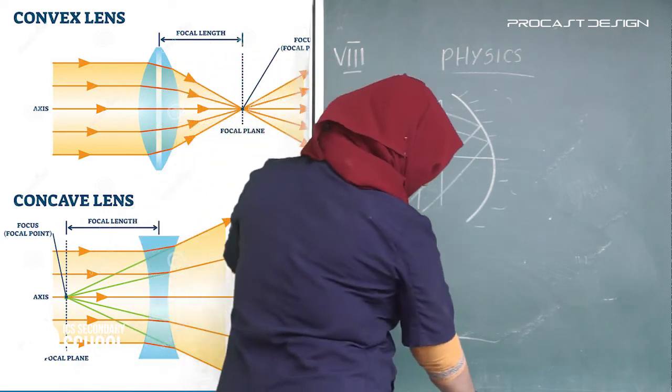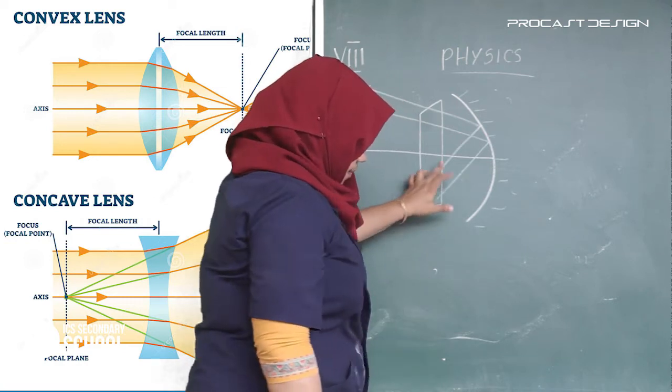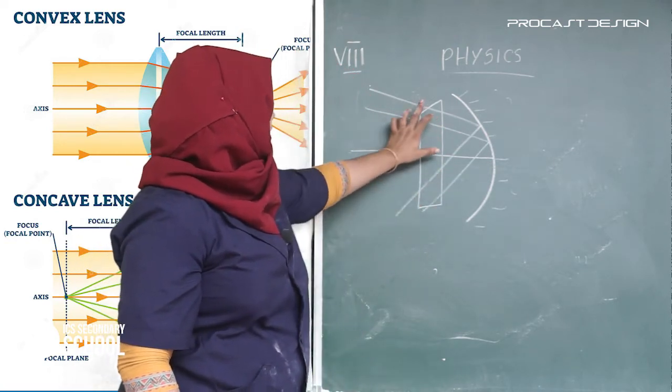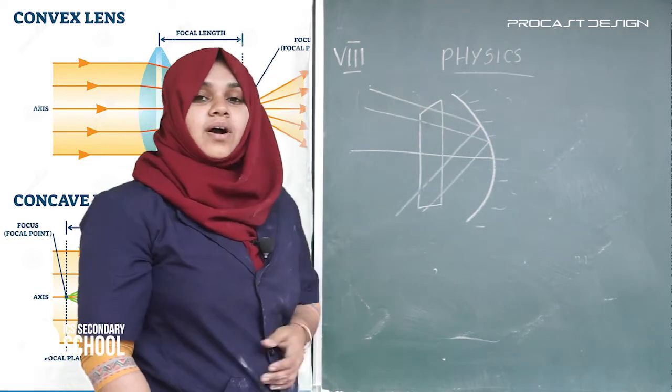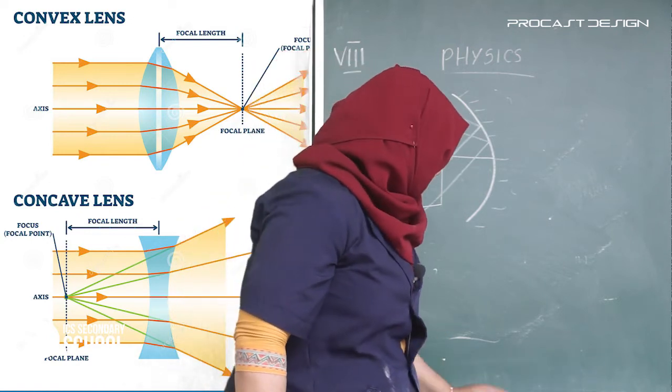So, the plane formed by these points is perpendicular to the principal axis through the principal focus. The principal focus lies on this plane. So, this plane is known as the focal plane.